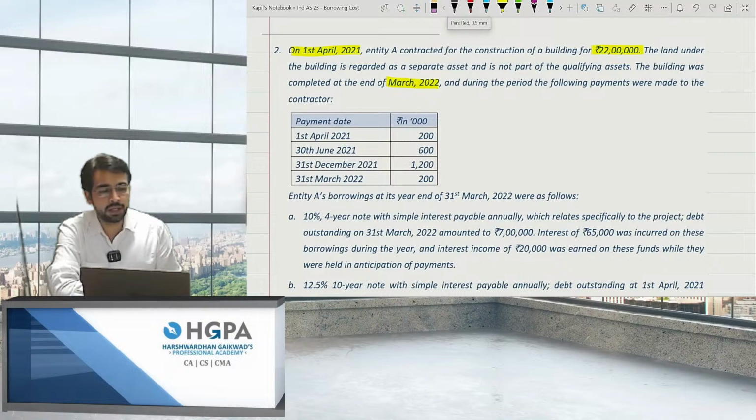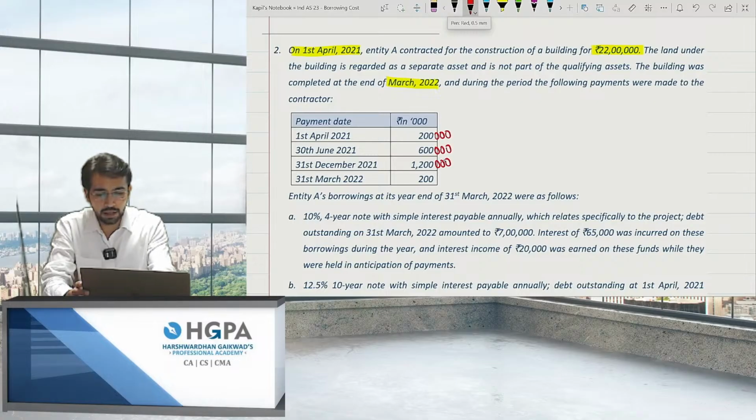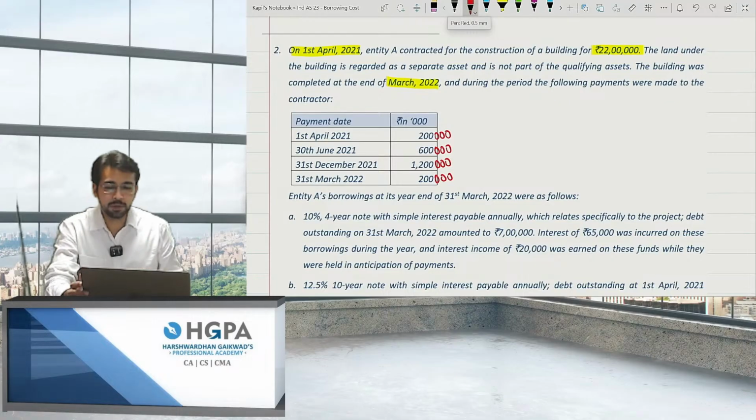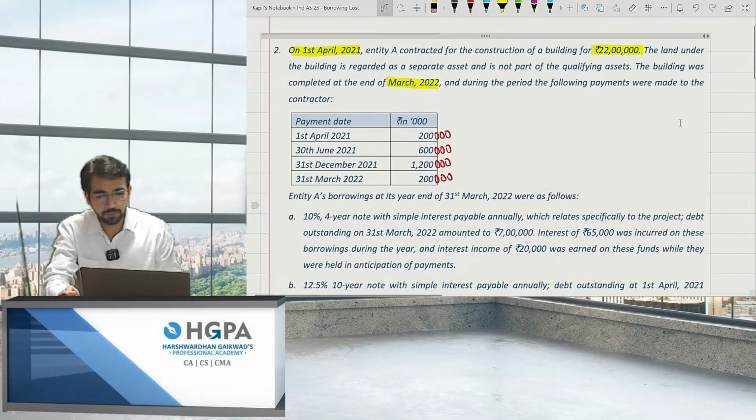And during the period, the following payments were made. The payments are 200 in thousands. So I can say the amount is 2 lakh, 6 lakh, 12 lakh, and 2 lakh. Okay, so the dates are given. Entity A's borrowings at its year end on 31st March 22 were as follows. So what did you borrow? Let's see.